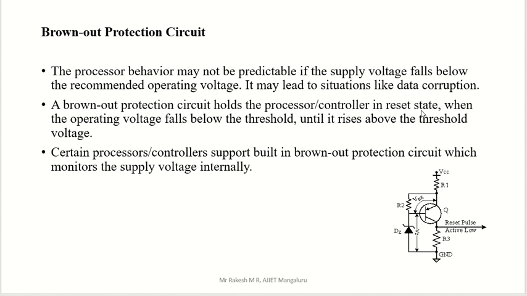It holds the processor controller in reset state when the operating voltage falls below the threshold, until it rises above the threshold voltage. Here 10 volt is the requirement, so if the supply voltage is below 10 volt, your system suddenly goes into reset state, which means a pause state. The brownout circuit keeps your device in pause state, and only when the supply voltage is again above 10 volt does it return to normal state. Certain processor controllers support a built-in brownout protection circuit which monitors the supply voltage internally.